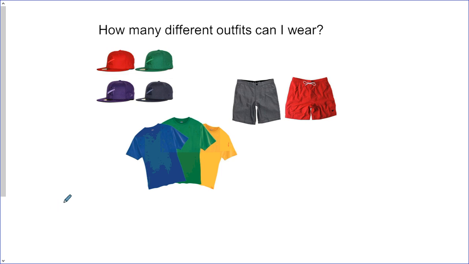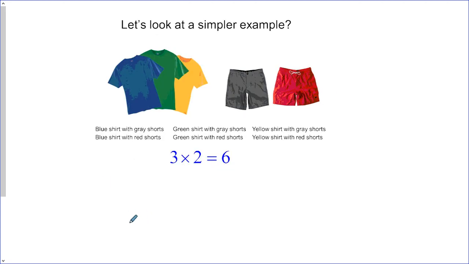If I've got 3 shirts, 2 pairs of shorts, and 4 caps, then how many different outfits can I wear? Well, if we take a simpler example and we leave the caps for now, then we'll see that in fact there are 3 times 2, and we've actually listed them there. So the blue shirt could either go with the grey shorts or with the red shorts, and so on for each of the other shirts. So a total of 6.